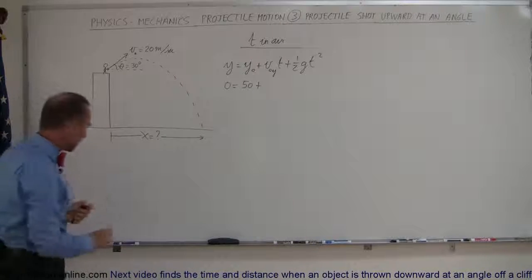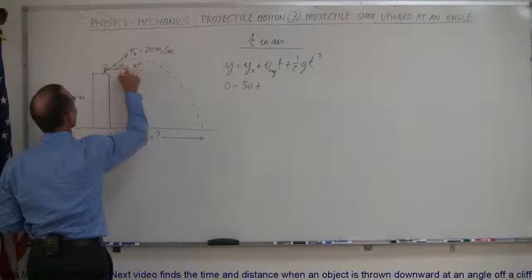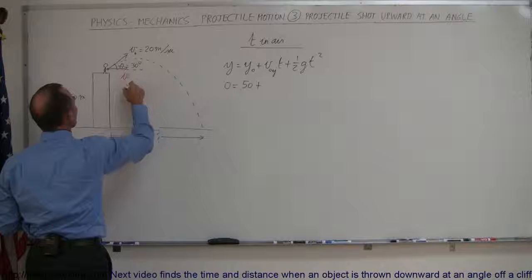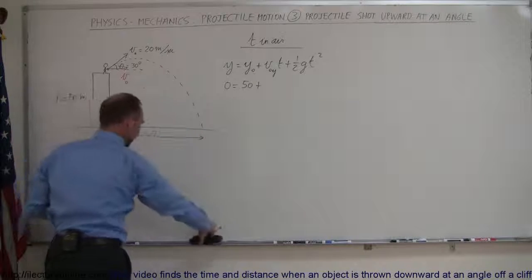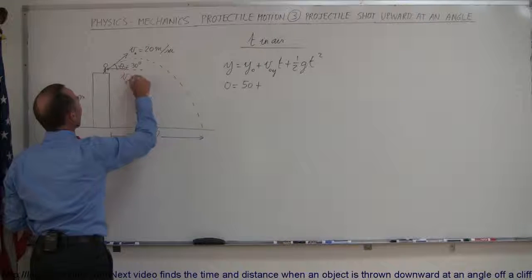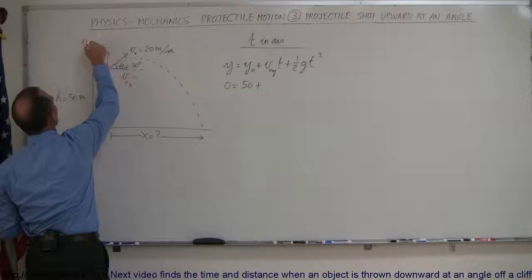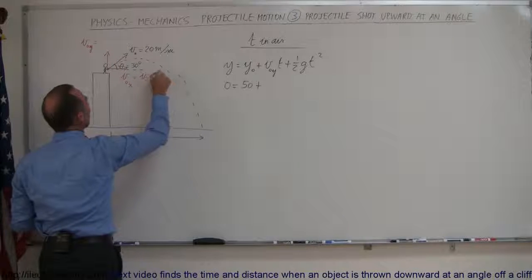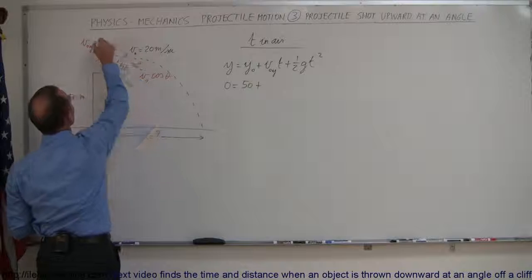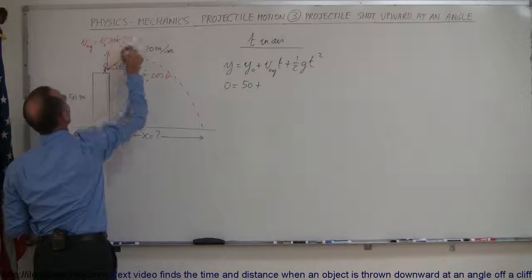Before we can figure out what that is, we need to find the components of the initial velocity. So we need to find the initial velocity in the x direction. Oh, I say x and write y. So in the x direction, and we need to find the initial velocity component in the y direction. Of course, in the x direction, it'll be the initial velocity times the cosine of the angle theta. And here, this will be initial velocity times the sine of the angle theta.